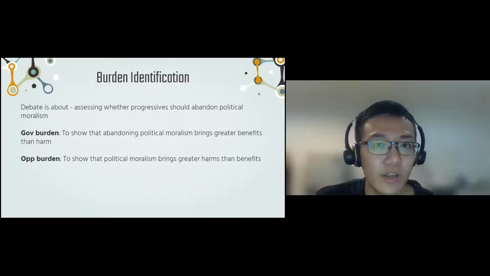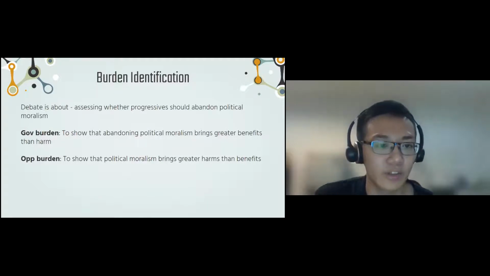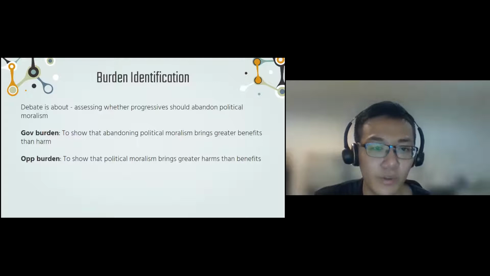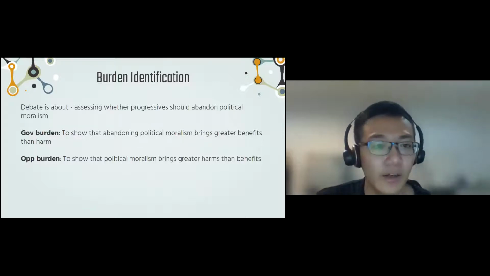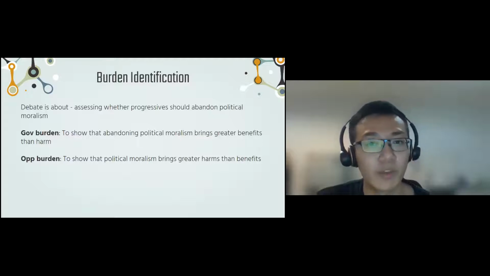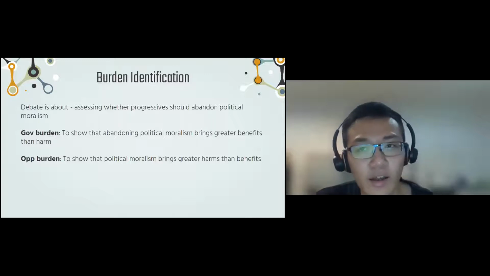Okay, so this debate is about assessing whether progressives should abandon political moralism or not. The government's burden is simply to show that abandoning political moralism brings greater benefits than harms, and the opposition's burden is to show that it brings greater harms than benefits. It's a common rookie mistake to say that the burden is just to show it brings benefits.